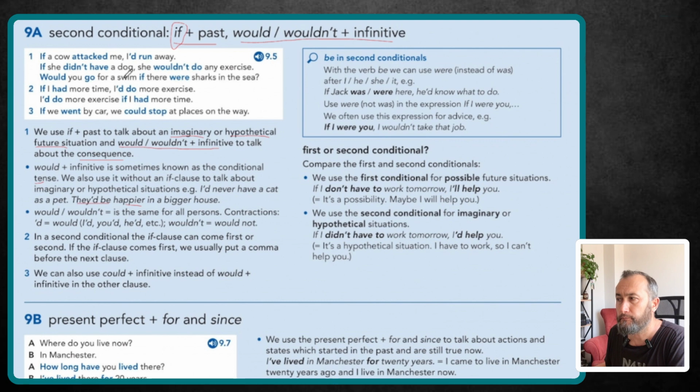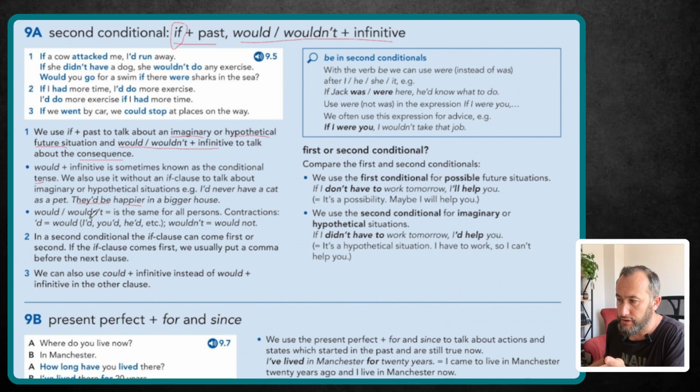Some students, they say will. They start like if I was rich or if I were rich, I will do something. I will do this and that. This is wrong, guys. Because when I say if I were rich, it means imaginary talk. We're talking hypothetically, not a real thing. So if it's not real, you must use would plus infinitive in your sentence, guys. Right.